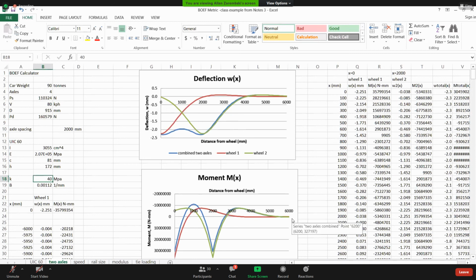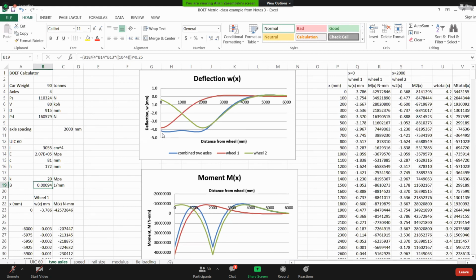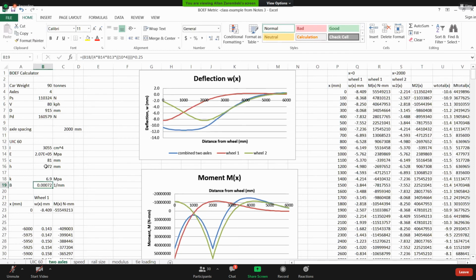If I made this 20, my deflection is now 4 millimeters instead of 10 millimeters, 4.2 millimeters. But my maximum is under the wheel. If I go back to the 6.9, I have the case I gave you before, maximum under the wheel, 10.6.